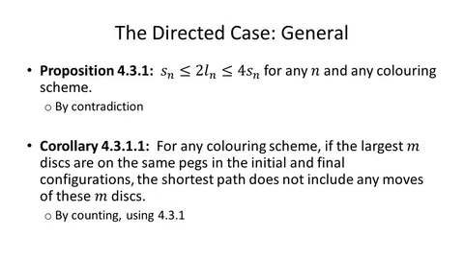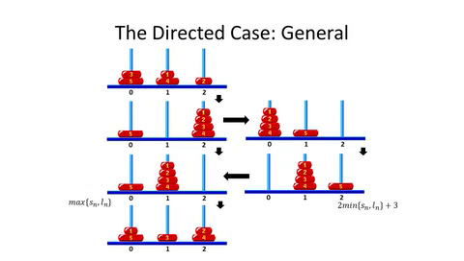So we can use this to prove a corollary that if the largest m disks are on the same peg, the shortest path does not include any moves of these m disks. For example, here we can see that from the starting configuration on the upper left to the final configuration on the bottom left, the largest disk is on the same peg. Let's assume it is false, so the largest disk indeed moves. Then it must pass through the pathway to the right-hand side, where the minimum number of moves required is twice the minimum of S_n and L_n, since the stack of 1, 2, 3, 4 moves, and then plus 3, since the largest disk moves 3 times.